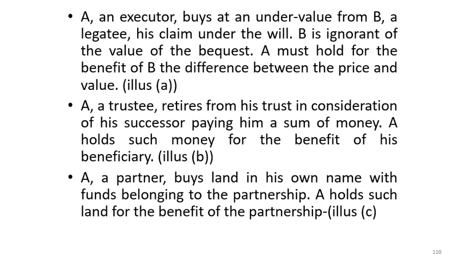Now here is the illustration given: an executor buys at an undervalue from B, a legatee, his claim under a will. B is ignorant of the value of the bequest. A must hold for the benefit of B the difference between the price and the value. Likewise, the second one is more clear.